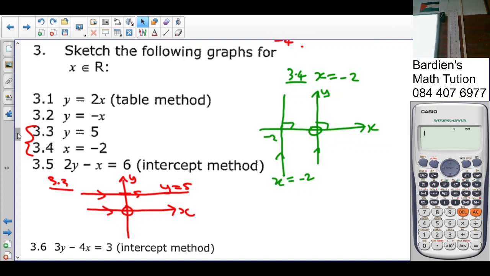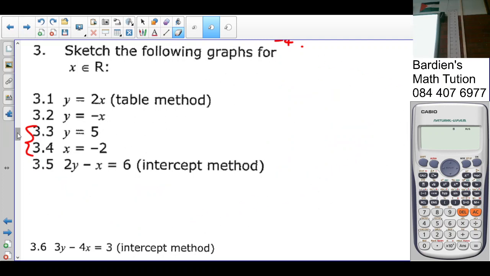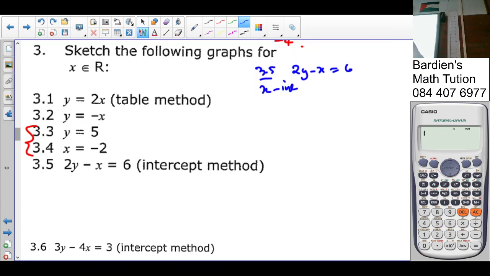3.5, the intercept method. What does intercept method mean? For the x-intercept, y is equal to 0; for the y-intercept, x is equal to 0. So you have 2y minus x equal to 6. X-intercept, what do you do for the x-intercept? Get y equal to 0. So you have 2 times 0 minus x equals 6. Negative x equal to 6, so x equal to -6.